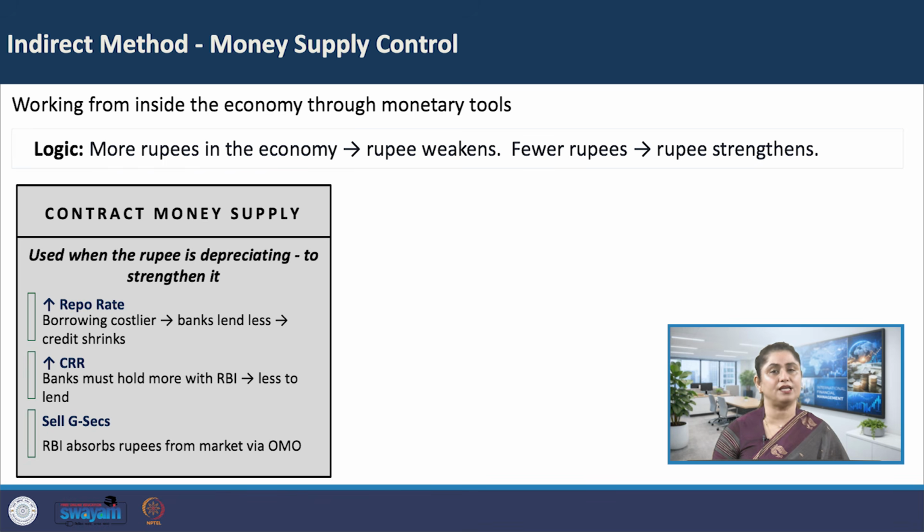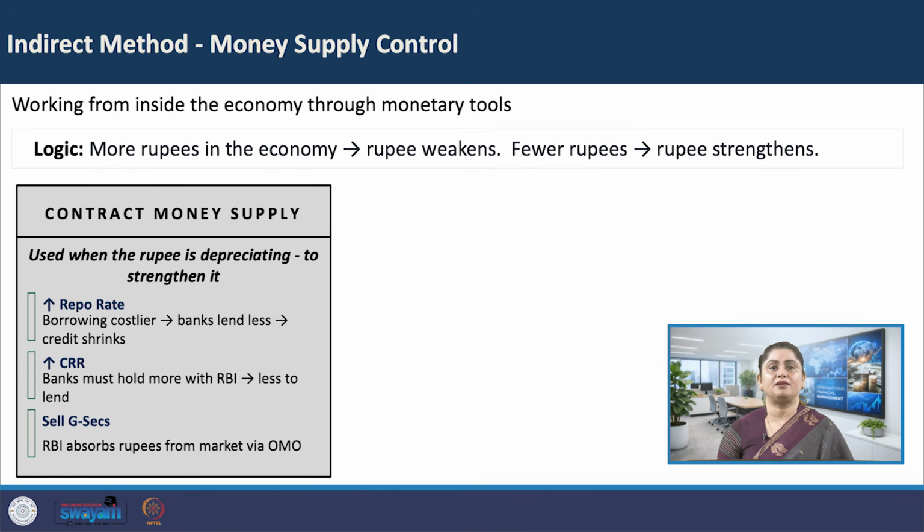The exchange rate improves. Additionally, higher interest rates make India more attractive for foreign investors seeking better returns. They bring in foreign currency to invest in Indian assets. Dollar supply increases. This further supports the rupee.